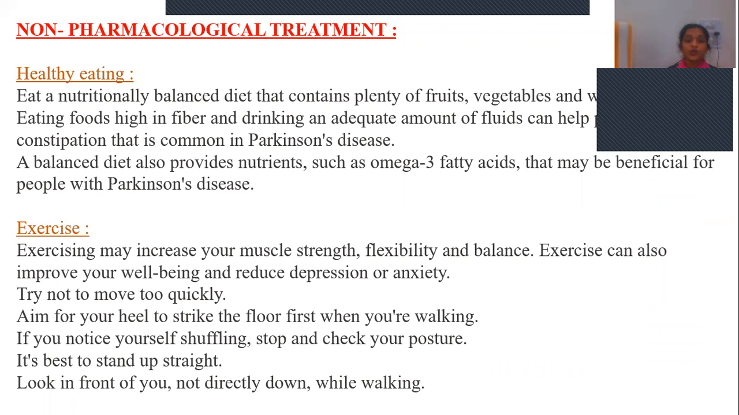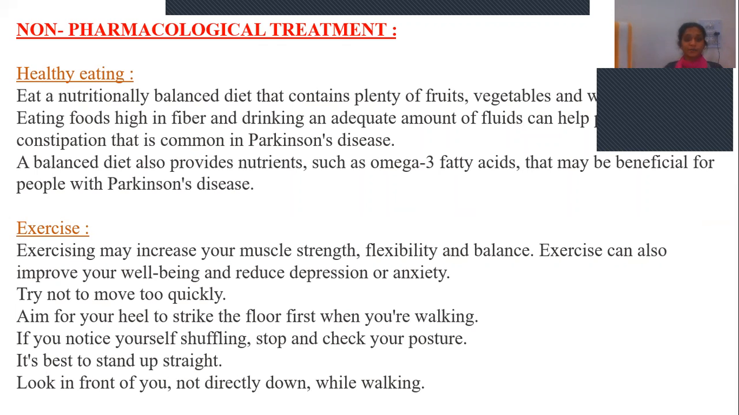And try not to move too quickly. They should do it in a stepwise approach, and aim for your heel to strike the floor first when you are walking. So first they should keep their heel down and then start walking. If you notice yourself shuffling, stop and check your posture, like how you're walking.